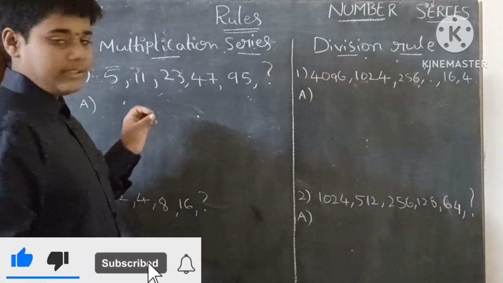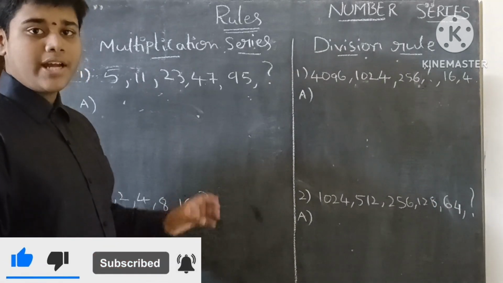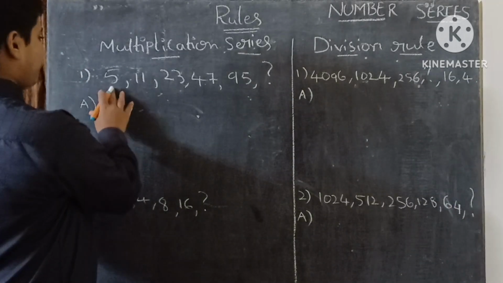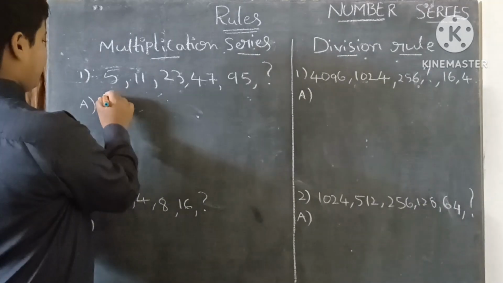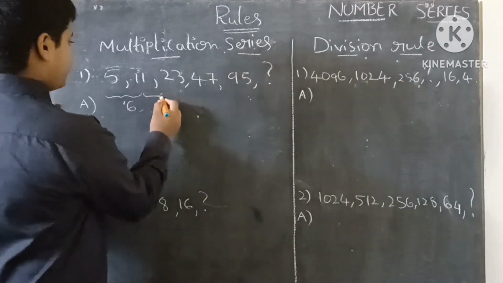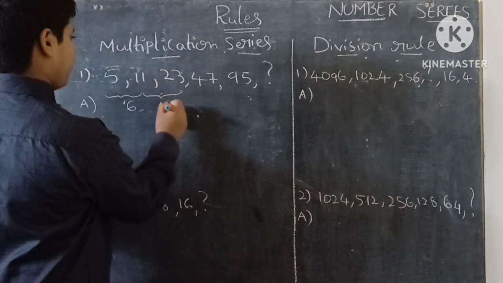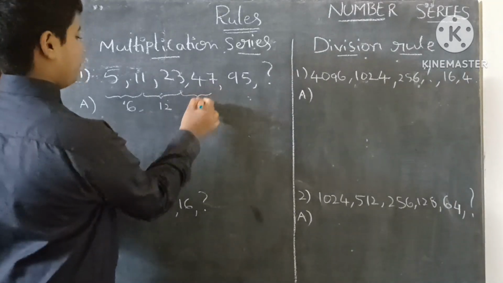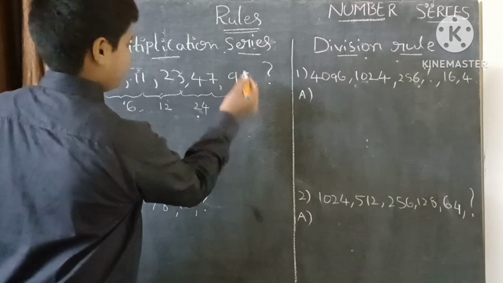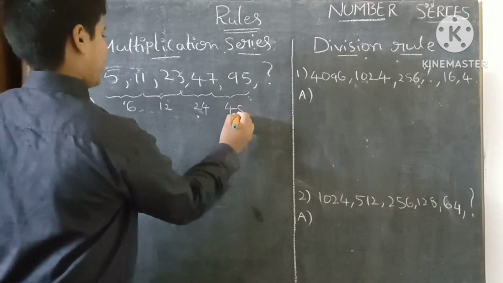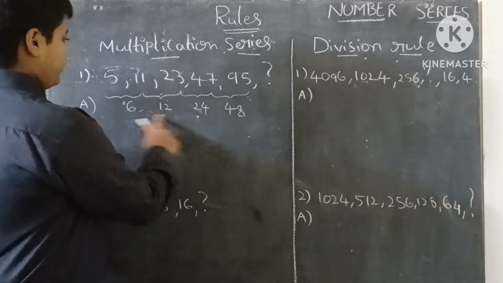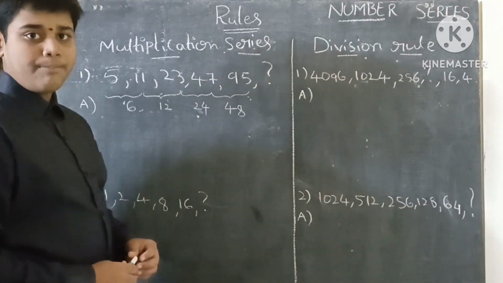If they give any series, first we have to take the difference. The difference between the first two numbers is 6, the next two 12, the next two 24, and these two 48. So these four differences follow a pattern.